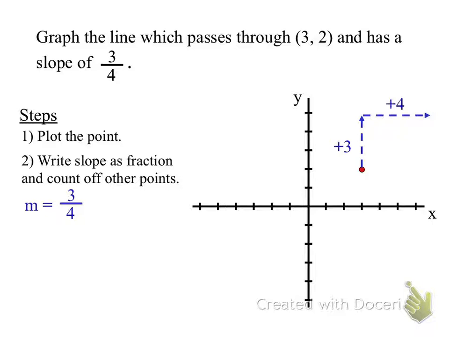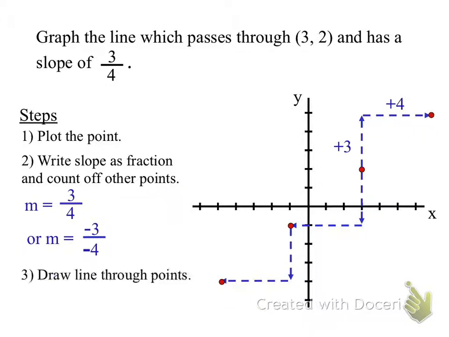Now, I need to get more points down below. So isn't a negative divided by a negative really a positive? Yeah. So I can make them both negative because 2 negatives really make a positive. So I can go down 3 and then left in the negative direction 4. Down 3 and then -4. Does that make sense? And then I draw the line through the points. Questions? All right. I'm going to label my 2 points.